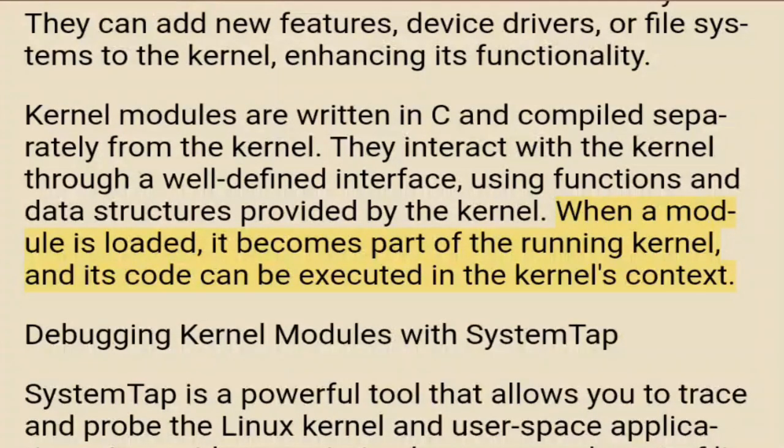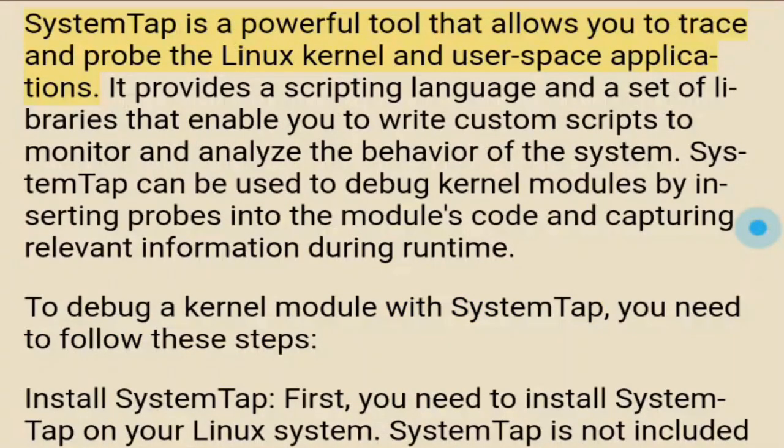When a module is loaded, it becomes part of the running kernel, and its code can be executed in the kernel's context. Debugging kernel modules with SystemTap. SystemTap is a powerful tool that allows you to trace and probe the Linux kernel and user space applications. It provides a scripting language and a set of libraries that enable you to write custom scripts to monitor and analyze the behavior of the system. SystemTap can be used to debug kernel modules by inserting probes into the module's code and capturing relevant information during runtime. To debug a kernel module with SystemTap, you need to follow these steps.